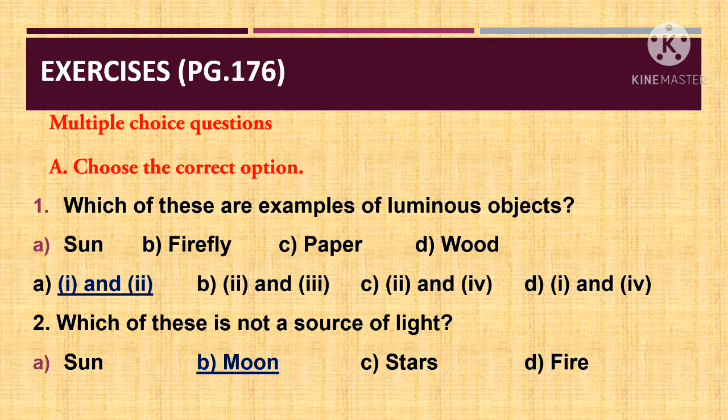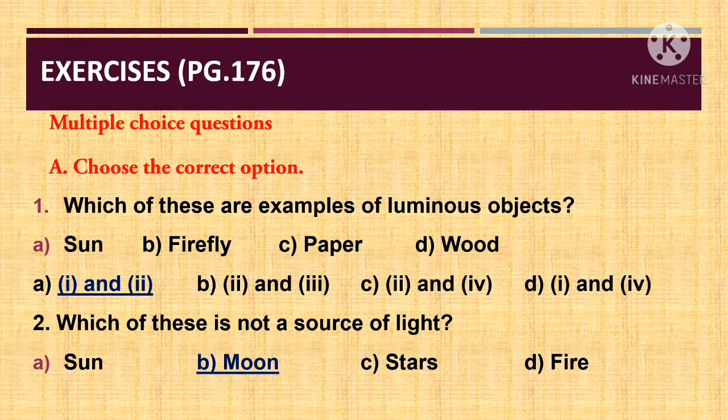Exercises, multiple choice questions. A. Choose the correct option. Question 1. Which of these are examples of luminous objects? 1. Sun. 2. Firefly. 3. Paper. 4. Wood. A. 1 and 2. B. 2 and 3. C. 2 and 4. D. 1 and 4. Objects that give out their own light are known as luminous objects. Sun and firefly emit light of their own. Hence, option A, 1 and 2, is the correct answer.